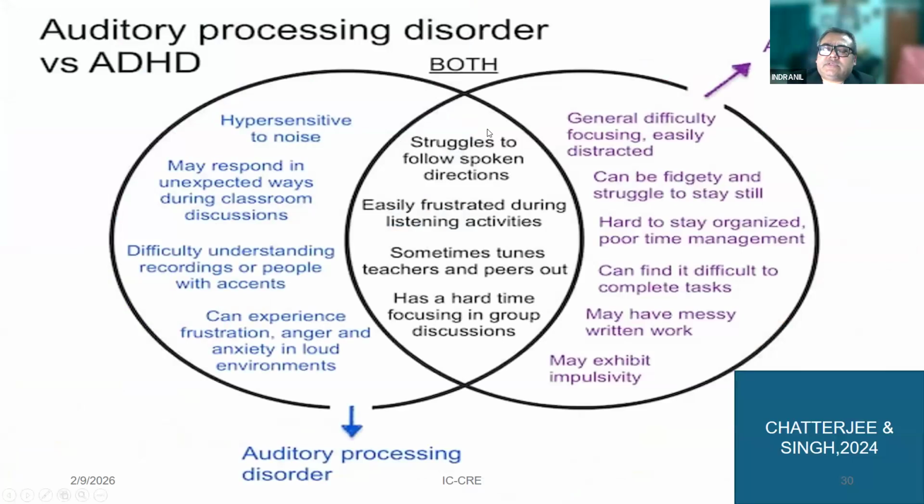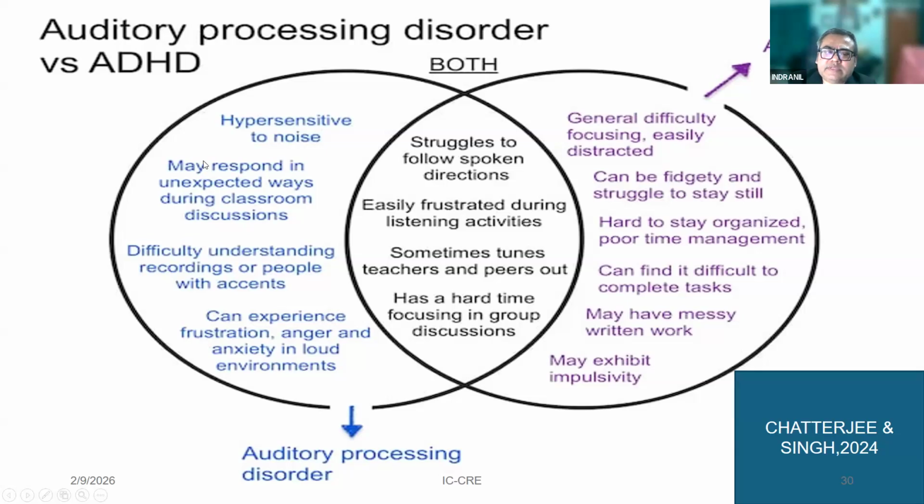So auditory processing disorders in ADHD is a very, very important concern. It is the area where ADHD and auditory processing disorders coexist, the overlapping part, where people struggle to follow spoken directions if there is ADHD. They are easily frustrated during listening activities. Sometimes they tune teachers and peers out. They have a hard time focusing in group discussions. So this is the area.